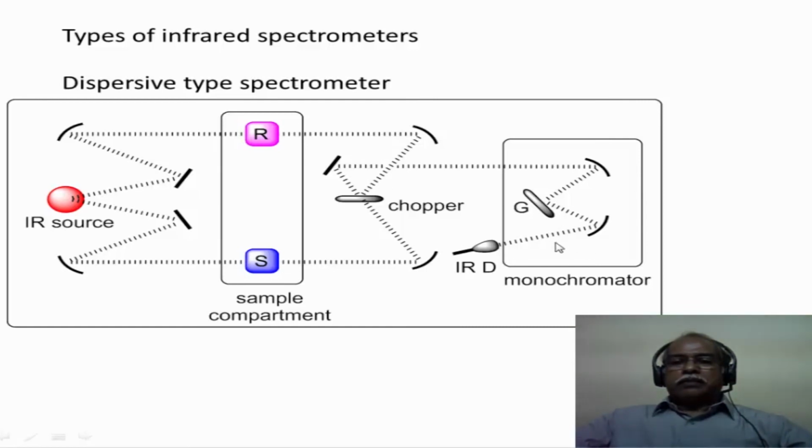So one can easily determine the logarithm of I0 by I to look at the absorbance values of the various frequencies which are generated by the grating in terms of dispersion of the infrared radiation by the grating.